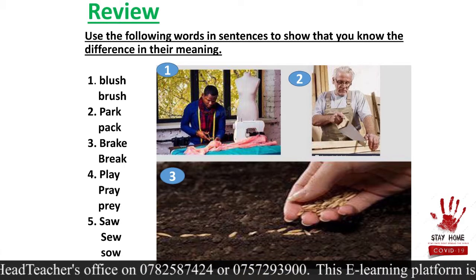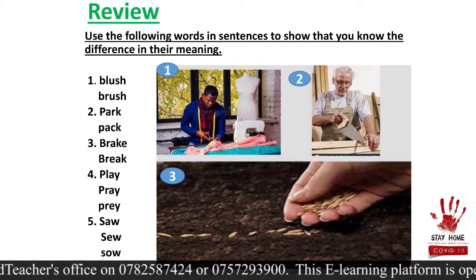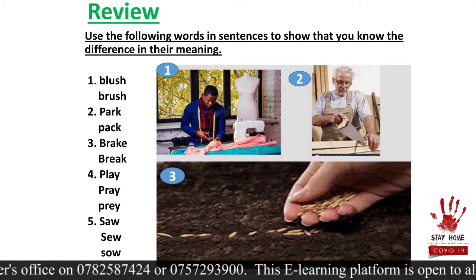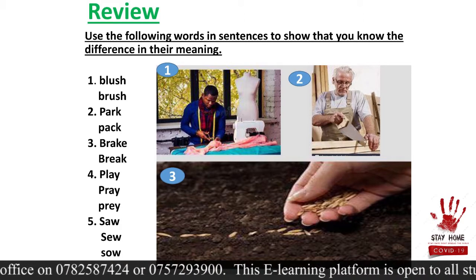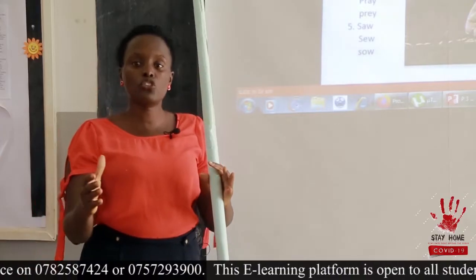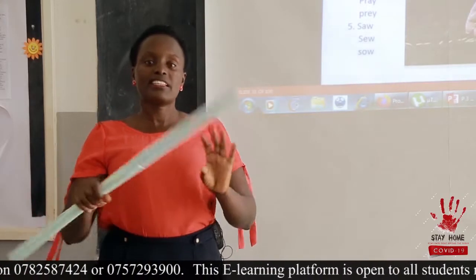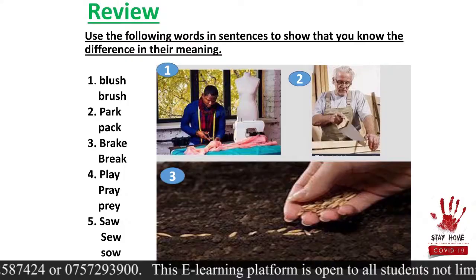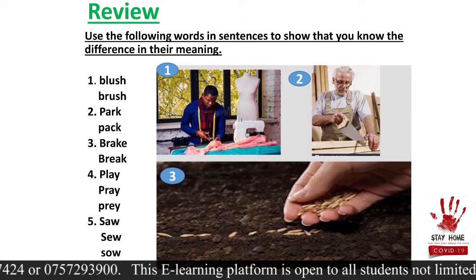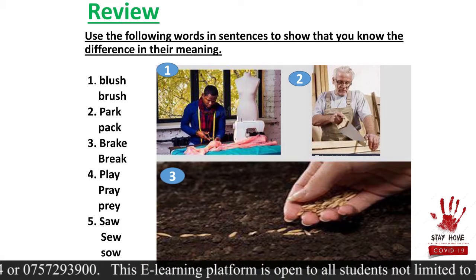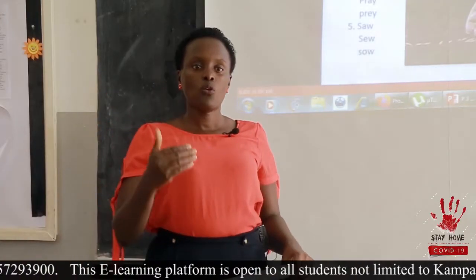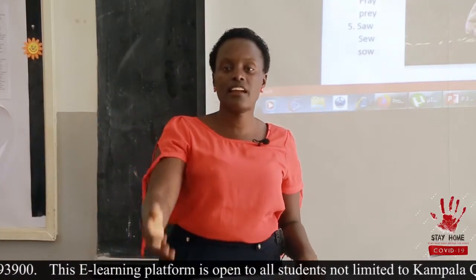Then park, we looked at the 2 words. We said this park is like you park a car. Then this pack is when you put things in a packet. You can put your property in the bag. We say she packed her things in the bag. Then we looked at brake. We said this brake is when you apply the brakes on a vehicle. We say Tom braked when he hit a stationary vehicle.